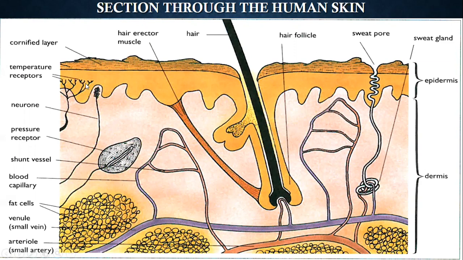So you have your conified layer, you have your sweat pores all up here, and you have your temperature receptors. Now what is hidden under the epidermis is called your dermis layer, which is the second layer of your skin. Epidermis, dermis. Epi meaning upper, dermis is just underneath. So this is where you're going to see all the intricate mechanisms that your skin has.